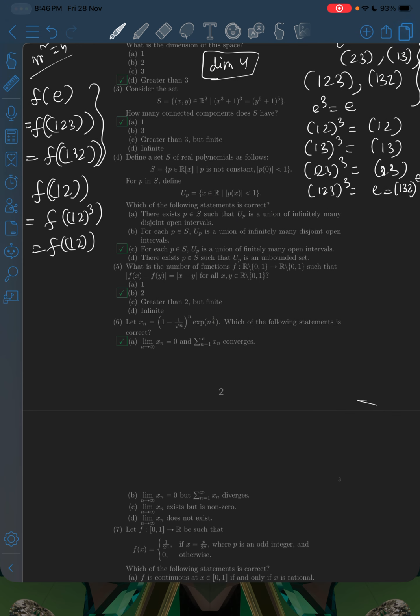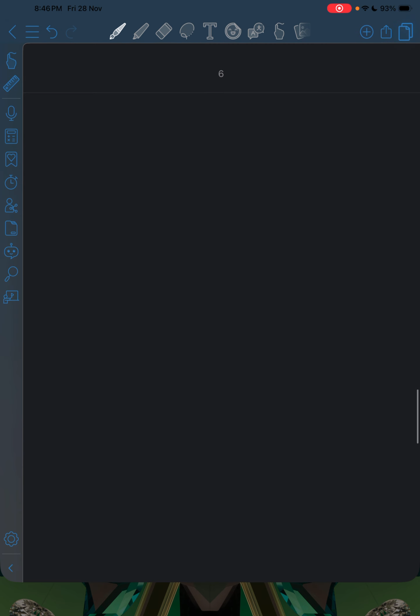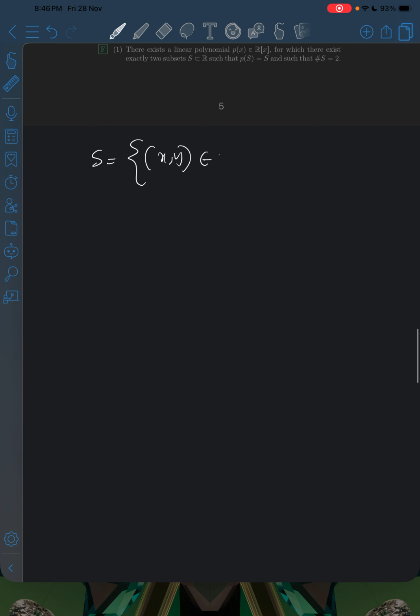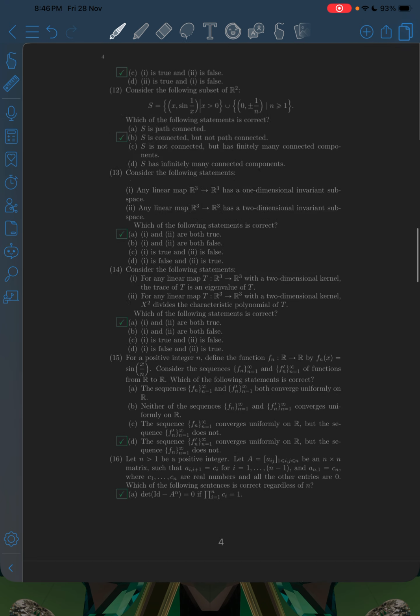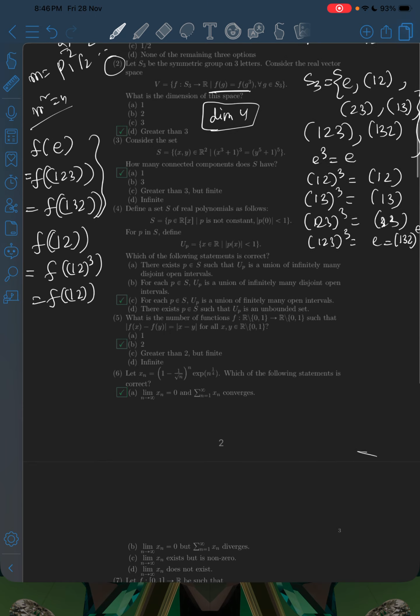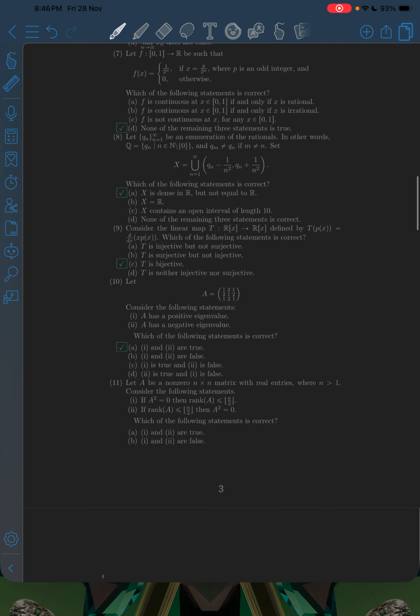So let's take problem number 3. So problem number 3 tells you that you need to take all such ordered pairs in R2 such that x cubed plus 1 cubed equal to y to the power 5 plus 1 to the power 5, if I am not wrong, right? And then you need to find the number of connected components of this, right?